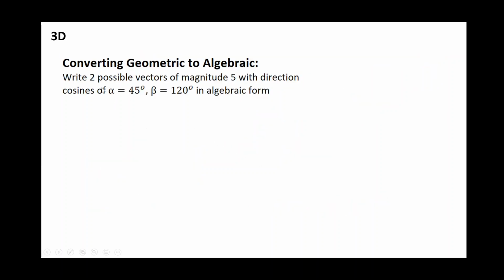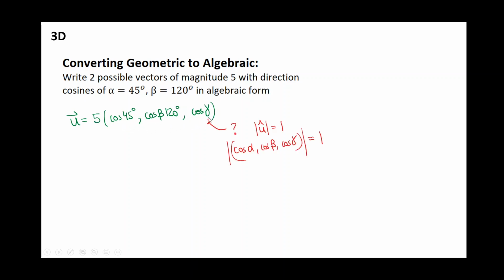Let's convert backward. So if you were given direction cosines and the magnitude, how do we create the algebraic version? So you would say it's the magnitude multiplied by this unit vector, which is from the direction cosines. We do not know this gamma here, but we do know that this unit vector has size 1. So the magnitude of this vector is size 1. Magnitude is the square root of all the components squared, added together. Square both sides, you'd get this.